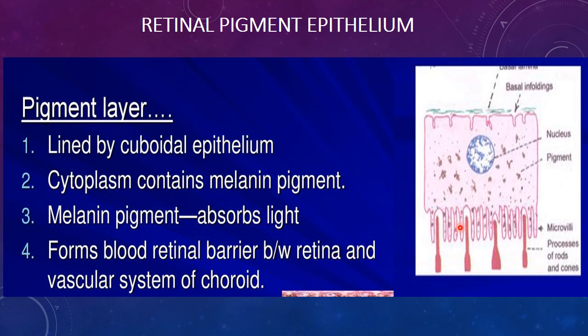Towards the apical site, there are many cylindrical processes, and these cylindrical processes surround and interdigitate with the outer segments of the rods and cones. So you can see that the outer segments of these rods and cones are very well supported and protected by these cellular processes from the apical part of the retinal pigment epithelium.